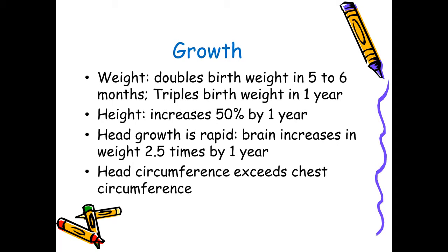The height increases. The head growth is the most rapid. At birth, remember that the head circumference exceeds the chest circumference. Generally speaking, at birth, the head circumference is always going to exceed the chest circumference.